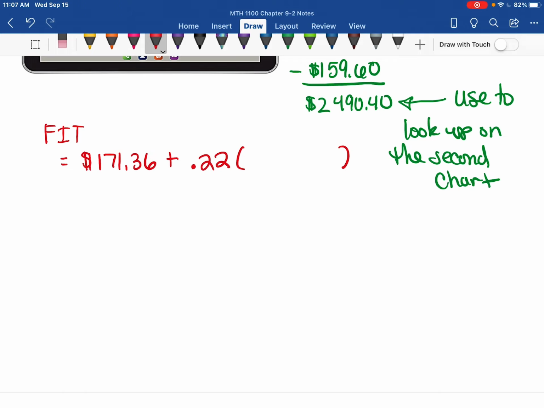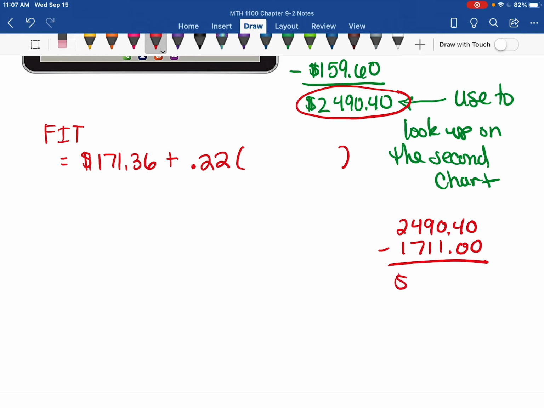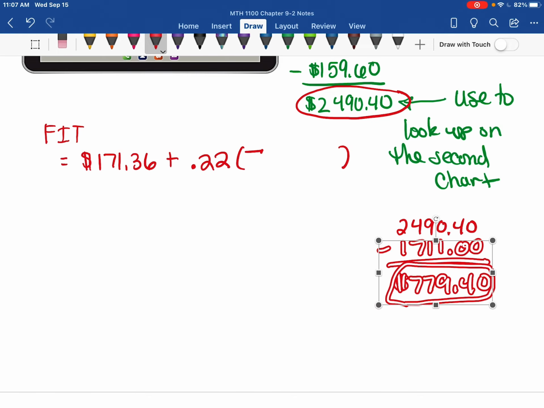So off to the side, I'm going to do some scratch work. I'm going to say 2490.40. That's the number that we used for the chart. And I want to see what's left over when I subtract 1711.00. When I subtract that, I'm going to get 779.40. So this is the amount that's over the 1,711 amount. So this is what I need to take the 22% of. So I'm going to put that in here.